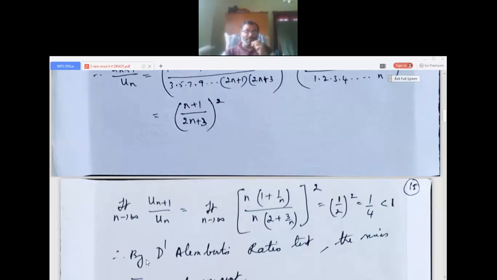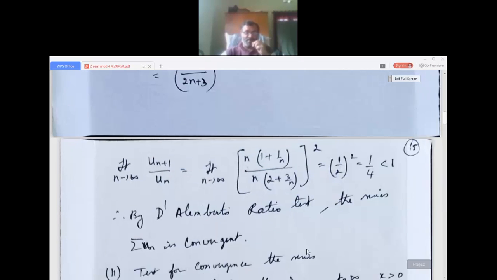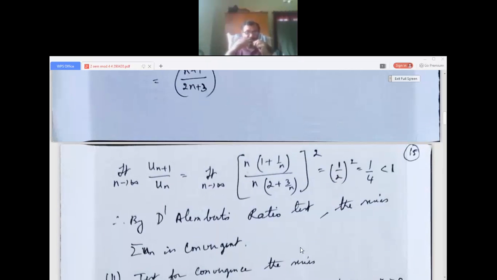So by D'Alembert's ratio test, the series sigma un is convergent. By D'Alembert's ratio test, the series sigma un is convergent because it is less than 1. The series sigma un is convergent.